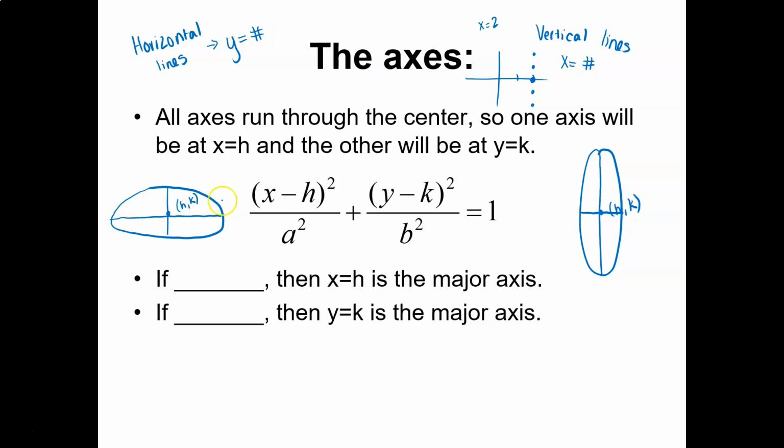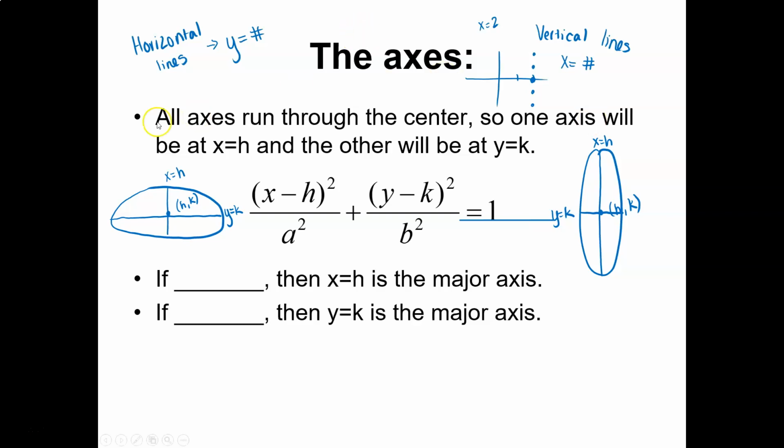So this horizontal line right here, it would be y equals the y coordinate, which is k. This vertical line would be x equals h. It's the same thing over here. This is still y equals k, and this is still x equals h. It's just which one's the major and minor is going to switch, right?